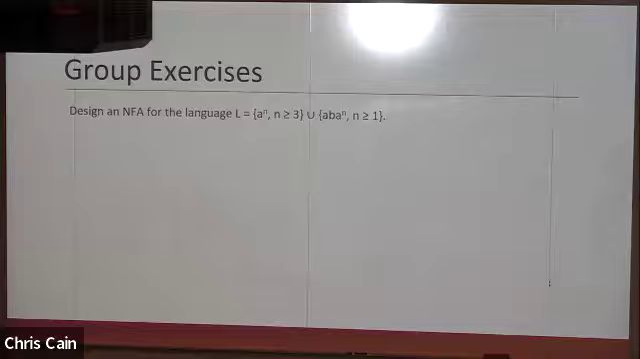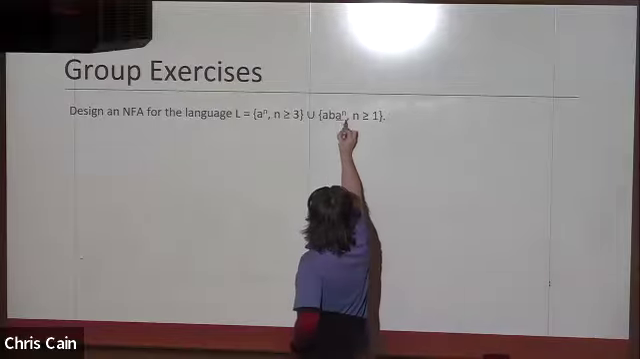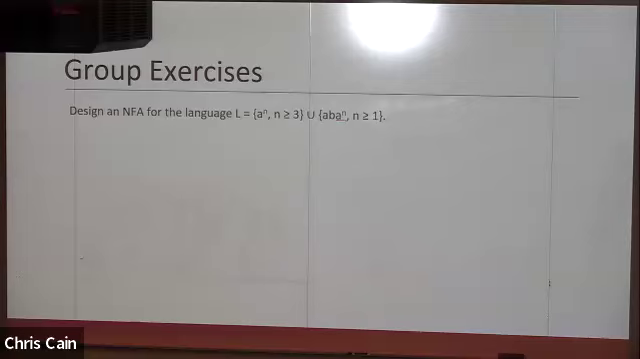NFA for the language a to the n, where n is greater than or equal to 3, union, ab a to the n, where n is greater than or equal to 1. First thing I should note, whenever we have exponentiation in our languages, the exponent attaches itself just to the closest character unless there are parentheses. So this is a single ab followed by n a's, not n ab's. So let's see if we can come up with an NFA for that. And feel free to work in groups.